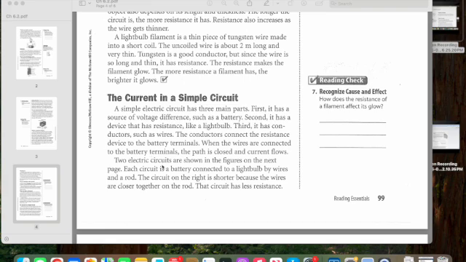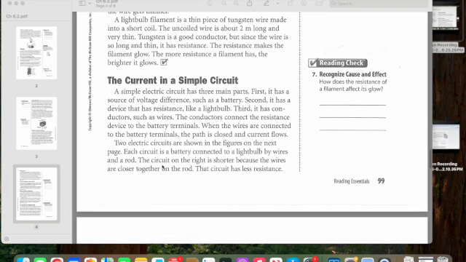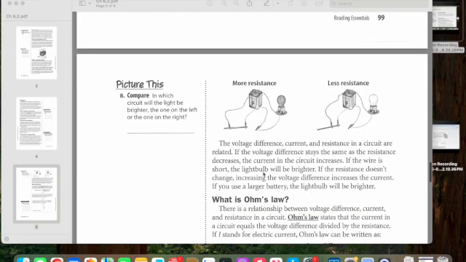Two electric circuits are shown in the figures on the next page. Each circuit is a battery connected to a light bulb by wires and a rod. The circuit on the right is shorter because the wires are closer together on the rod, and that circuit therefore has less resistance. So here's the pictures.